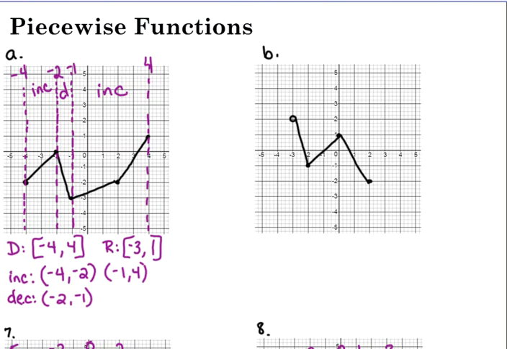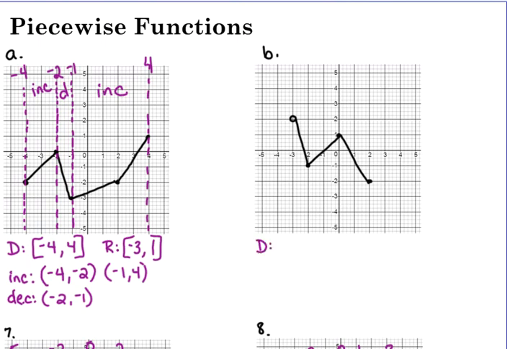Okay, any questions about that right there? So we've done our domain, our range, our increasing, decreasing. We won't talk about our intercepts here. Those are the big ideas. Okay, let's look at another one. Let's look at example B.